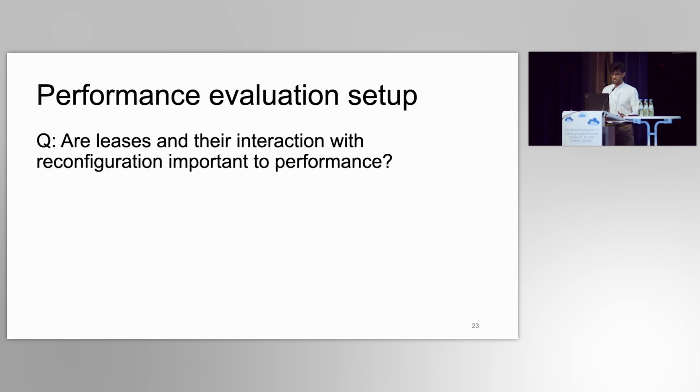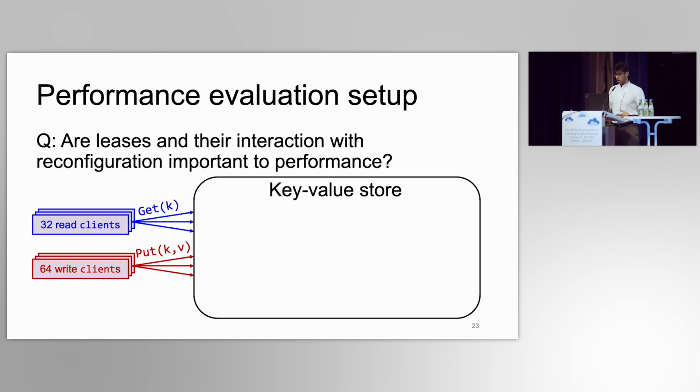In addition to verifying the case study, we also evaluated the performance. One question we asked is whether leases and the way they interact with everything else is actually an important part of the system's performance. In this experiment, we run an instance of the key value store and two sets of clients, one which continuously does get operations and the other doing put operations.